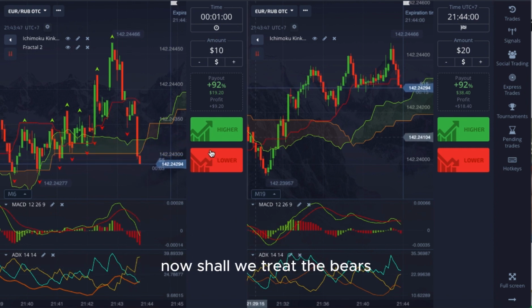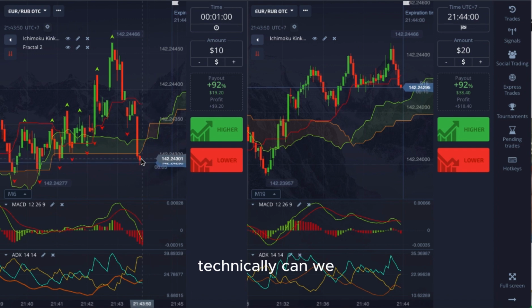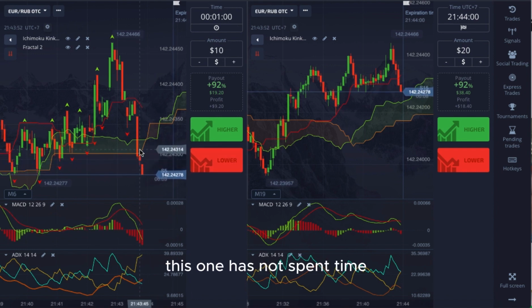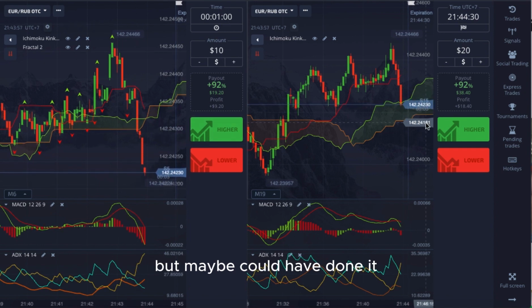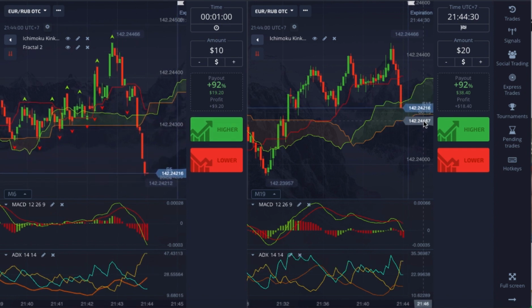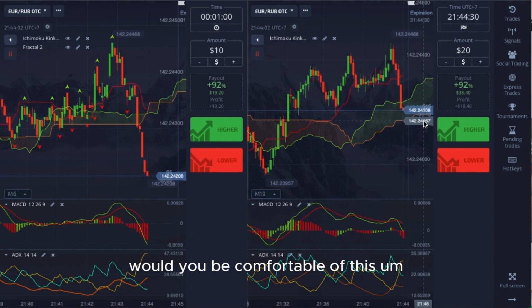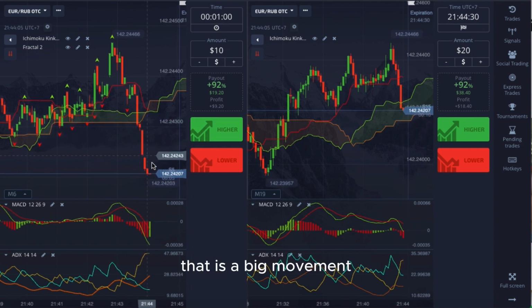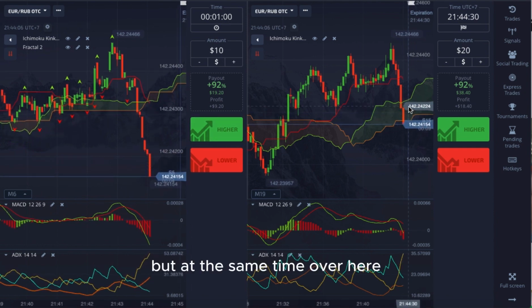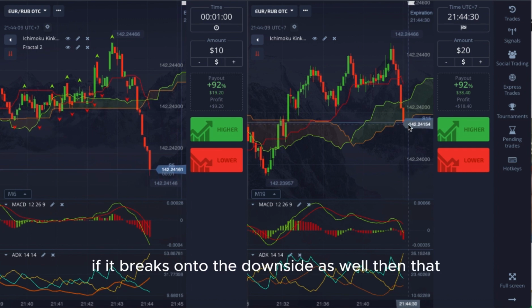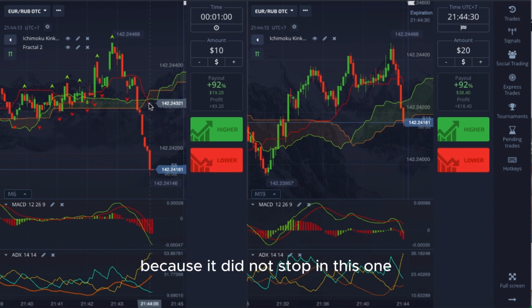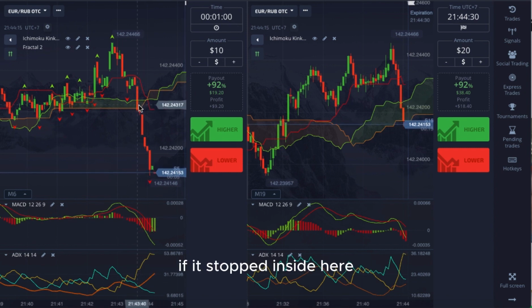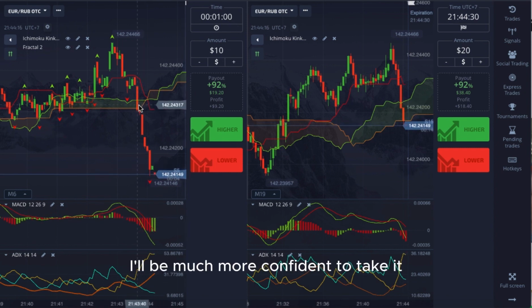Now, shall we trade the bears? Technically, can we? This one has not spent time inside yet, but maybe could have done it. Well, it depends. Again, would you be comfortable with this? That is a big movement, but at the same time, over here, if it breaks out to the downside as well, then that's very good. But I would say in general, we missed this. Why? Because it did not stop in this one. If it stopped inside here, I'd be much more confident to take it, but it did not.